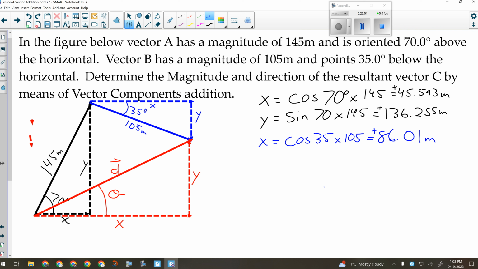Okay, blue y is the opposite side, so I use sine to calculate that one. So sine of the angle I was given times the hypotenuse that I was given.